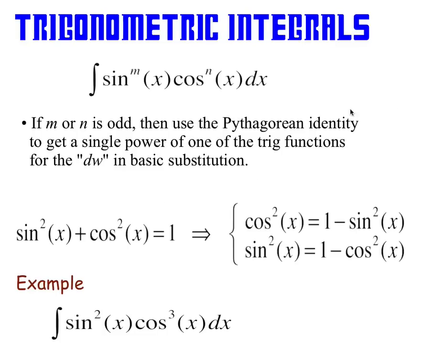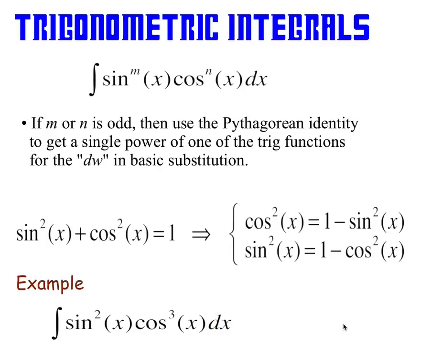In the first case, as I said, if we have either power that's odd, we're going to use the Pythagorean identity. This is our most common identity, sine squared of x plus cosine squared of x equals 1. Depending on whether we want to get rid of cosines or sines, we change them to the other. Notice they're always going to come in pairs. We can change a pair of cosines to a pair of sines, or a pair of sines to a pair of cosines. The key is we want to get down to a single power, either of sine or of cosine. Let me show you what I mean by that.